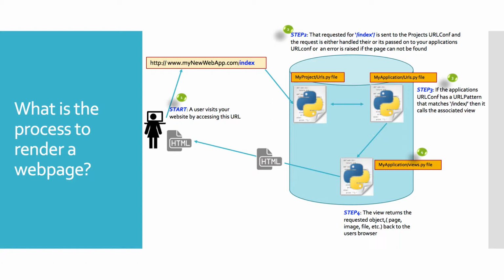The third step in the process is if the application's URL config has a pattern that matches the index, it then wakes up or makes the call to its associated view through that URL pattern that we've seen. The fourth step is the view then returns the object, the page, the image, whatever, back to the user's browser. That's how the process works.